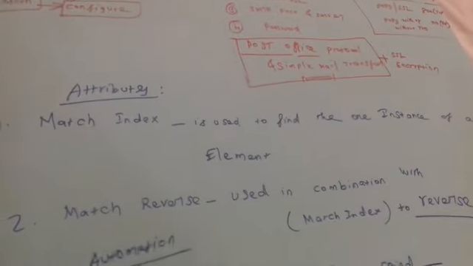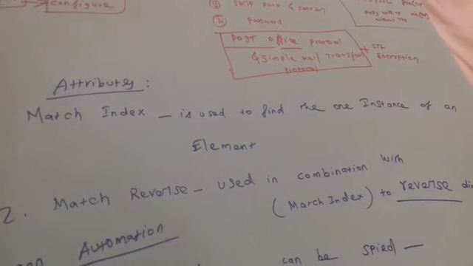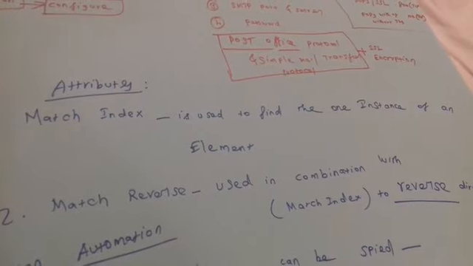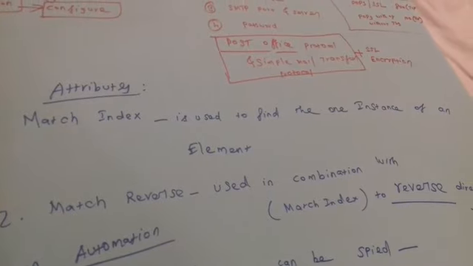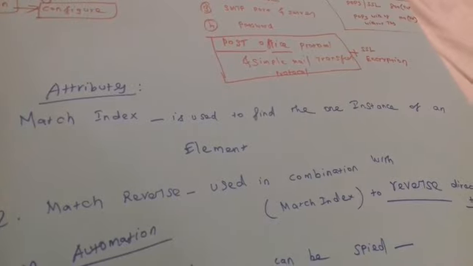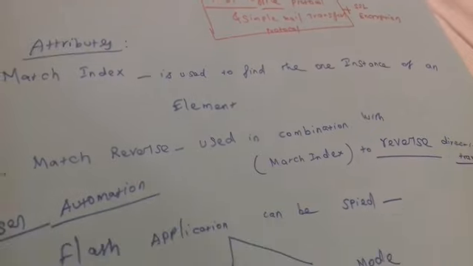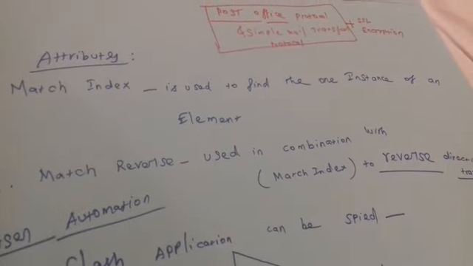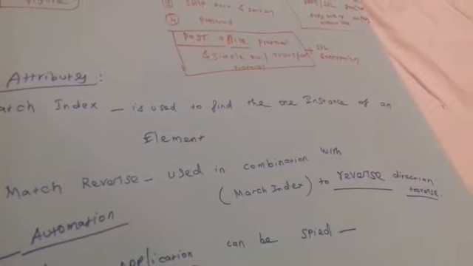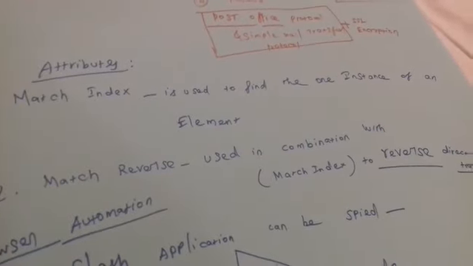Whenever you go for match index, when it finds the first one, it will stop searching for the object. But when you go for match reverse, it will traverse in the reverse direction for the same attribute.